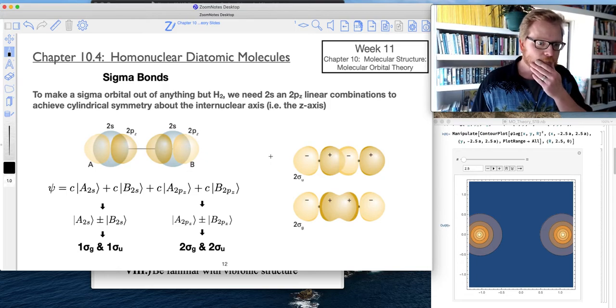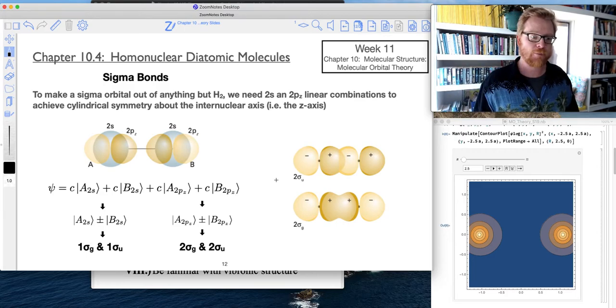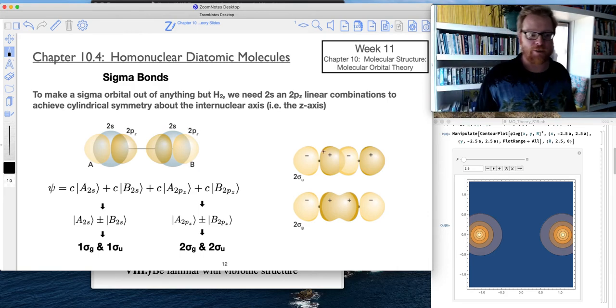Okay? So H2 is literally the only thing that we can make a sigma bond using 1s electrons. Everything else, it's got to be higher order. So now if you look at this, the 2s and the 2pz superimposed, I'm going to do the same trick here, where I've got atom A and atom B, and we're going to make them scale in and out of each other.